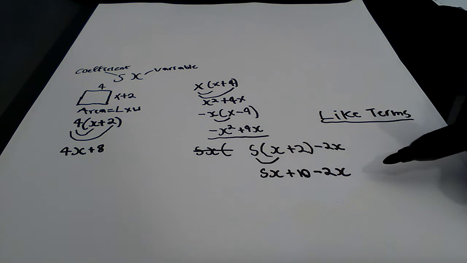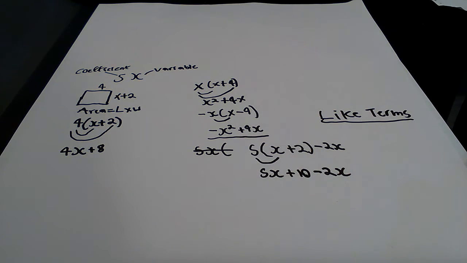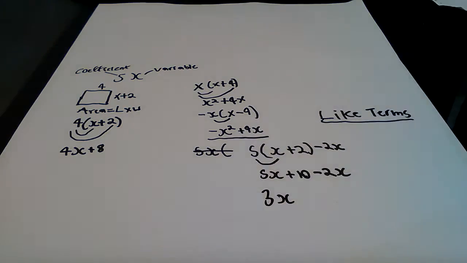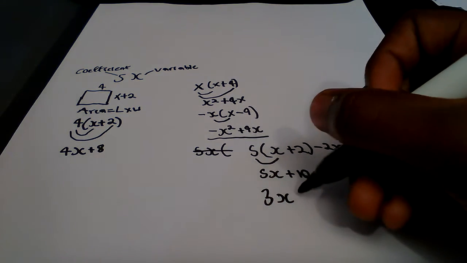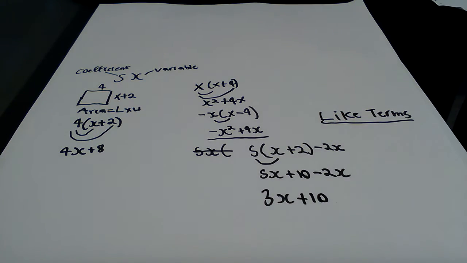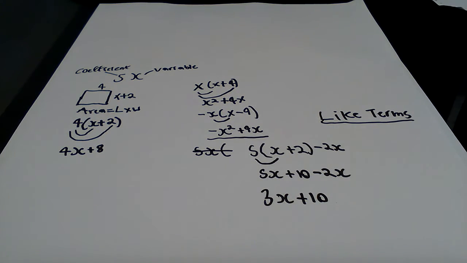So, what's the like term here? 5x times minus 2x. 5x minus 2x is 3x, that's right. Okay? Simple as that. And then we do plus 10. And then it's simplified. Right, guys? It's easy. Simple, okay? Just have to get used to it.